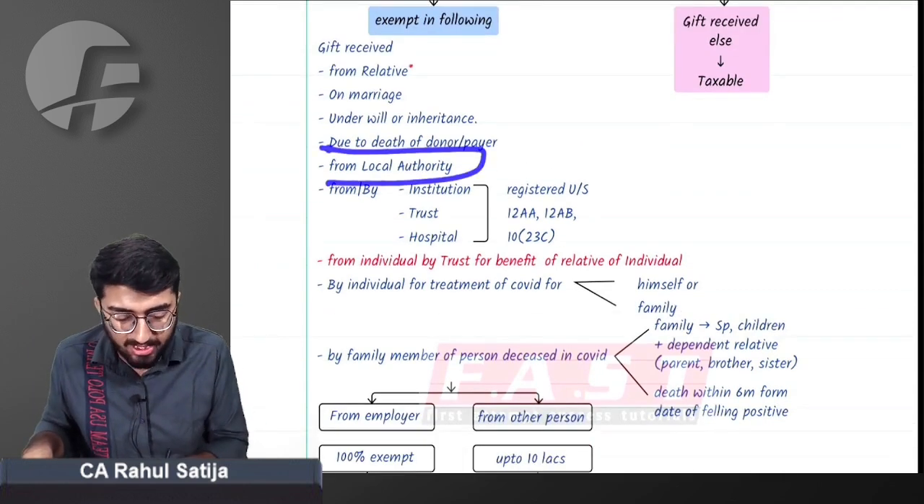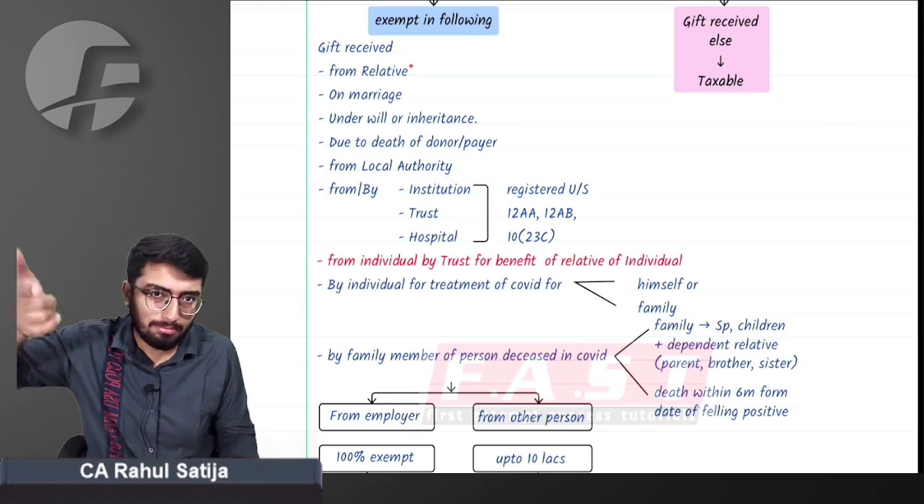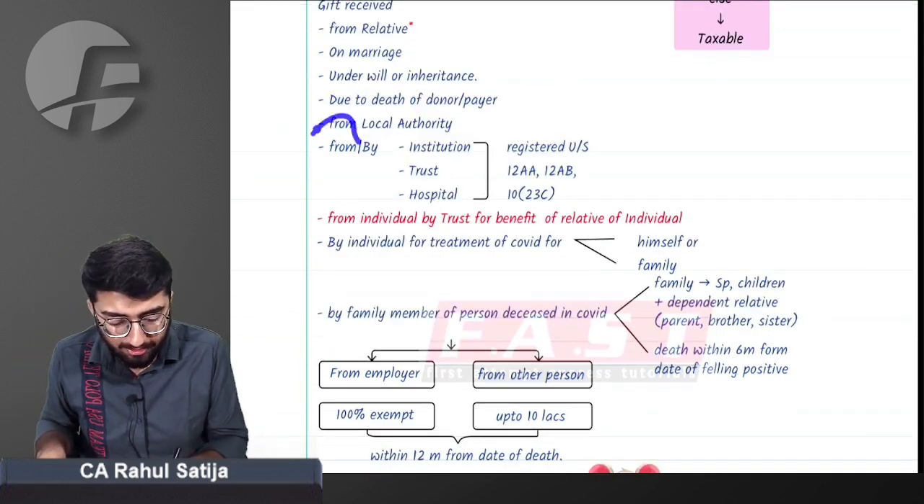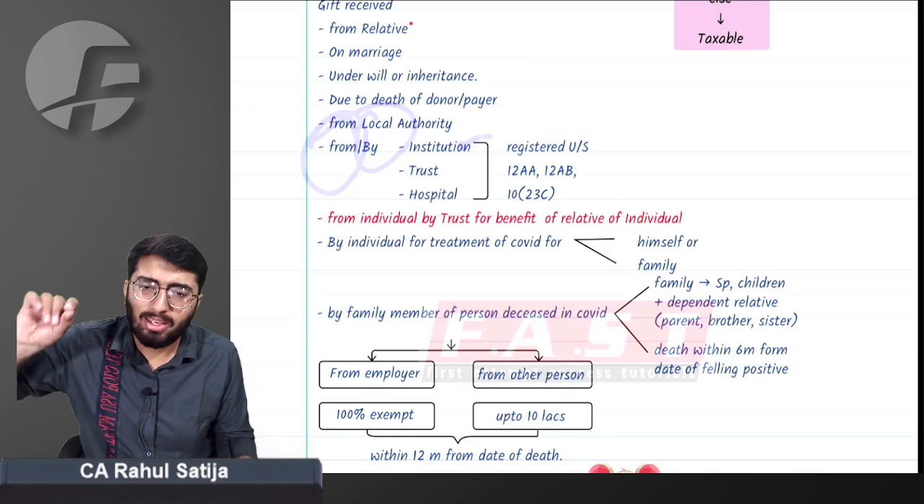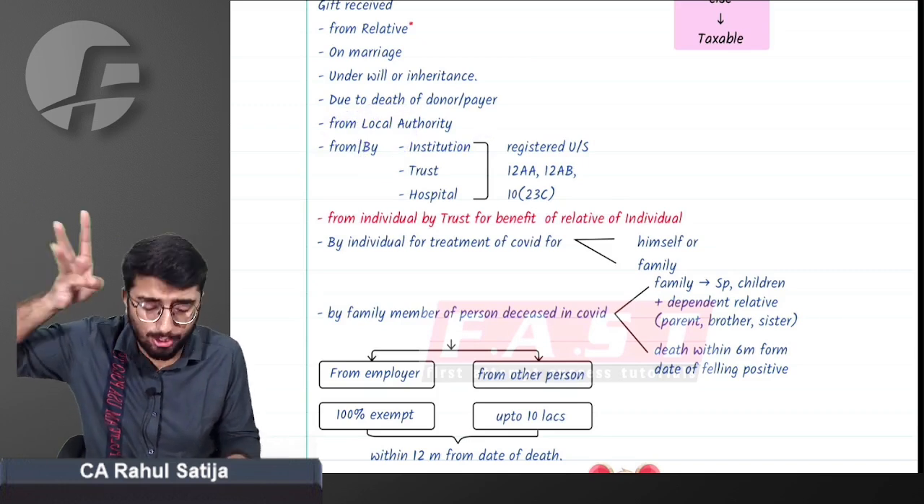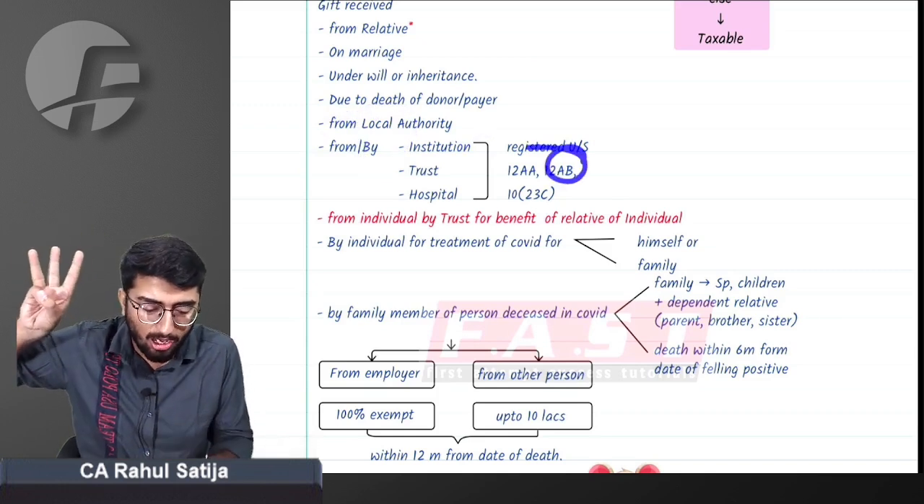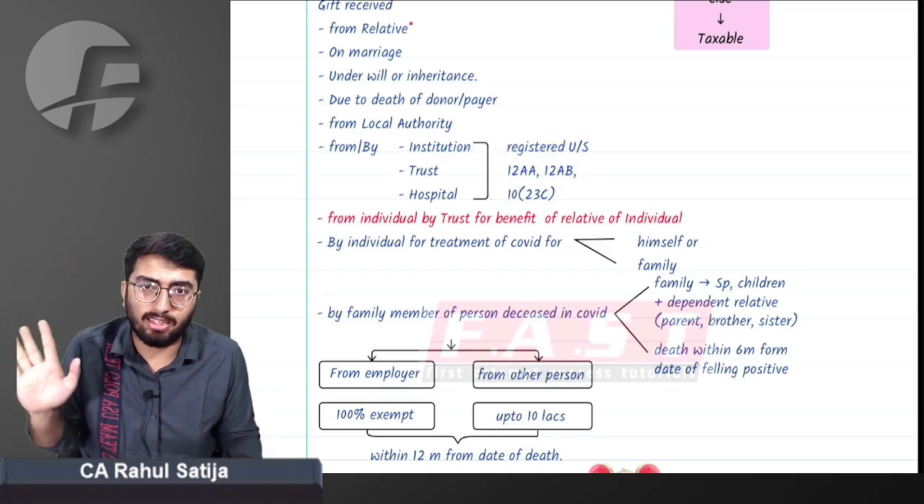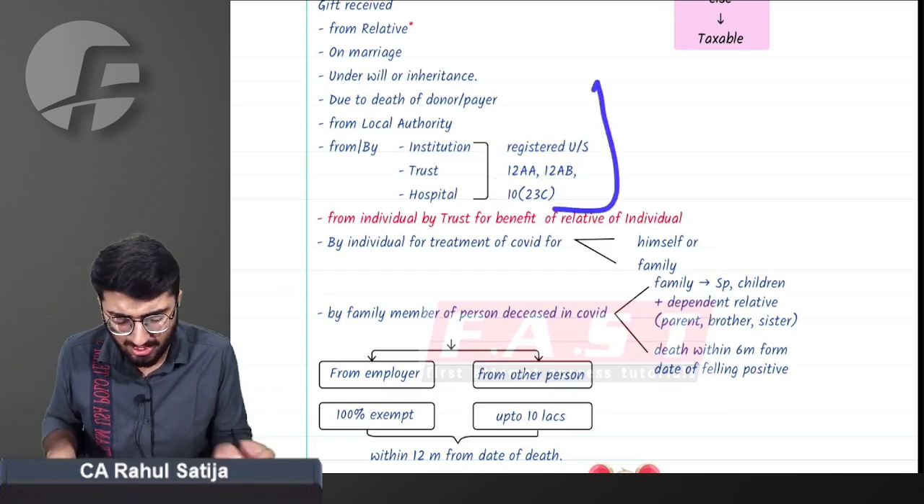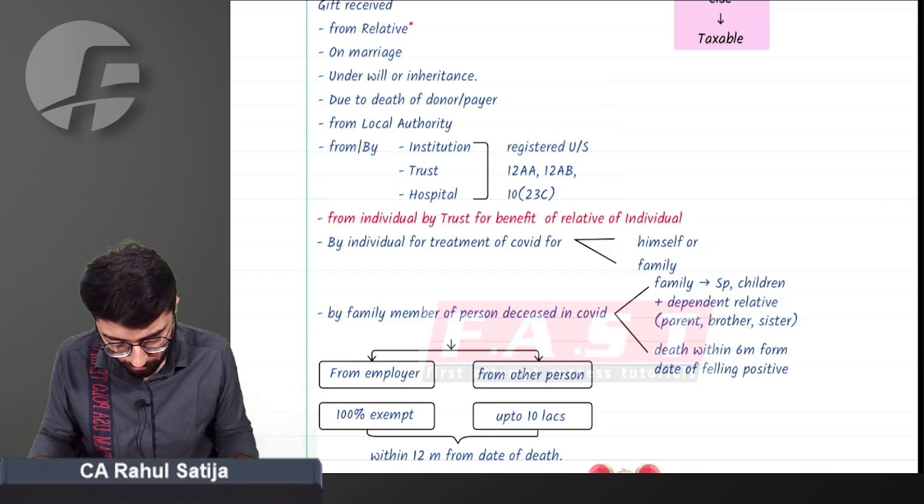Sir, any of the gift received from local authority, it will be exempt. Or any of the gift received from or by any trust, any hospital, any institution that is registered under section 12AB or 10(23C) of Income Tax Act will be exempt. These things are less important.